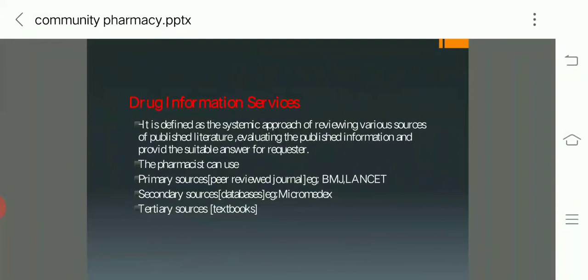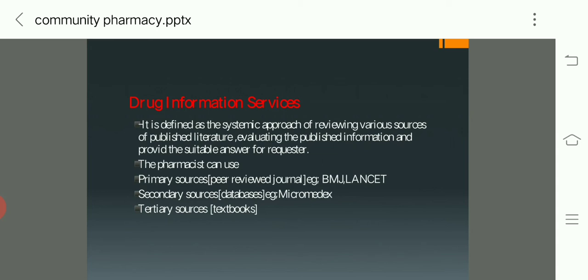The next one is drug information services. It is defined as the systematic approach of reviewing various sources of published literature, evaluating the published information, and providing the suitable answer for a request. So, the pharmacist has to review the available sources. He has to evaluate the published information, and after the evaluation he has to provide a correct and unbiased answer to the request.